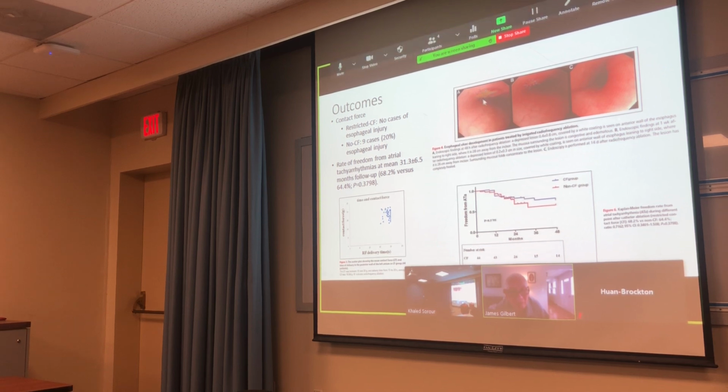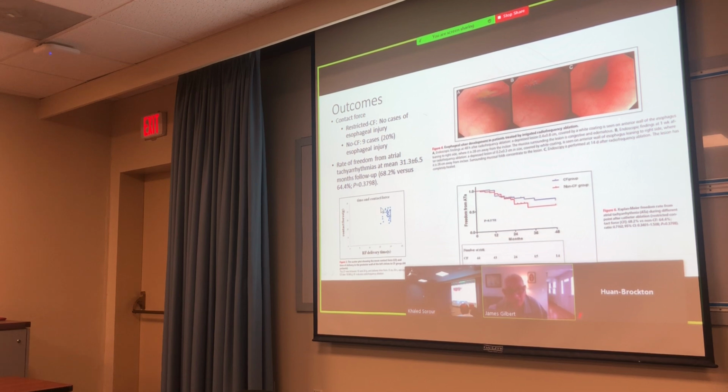So you can see what an early thermal injury in the esophagus looks like, and then they did a repeat EGD, and then it resolved with time. So their outcomes as far as freedom from atrial tachycardia were pretty similar. They did follow up out to 31 months, and there was no statistical difference between these groups.